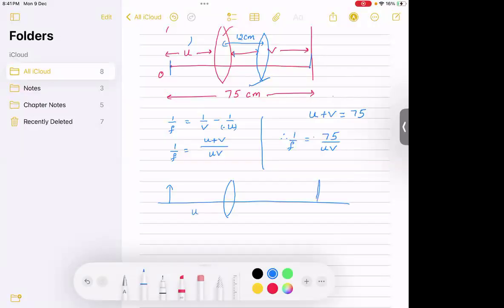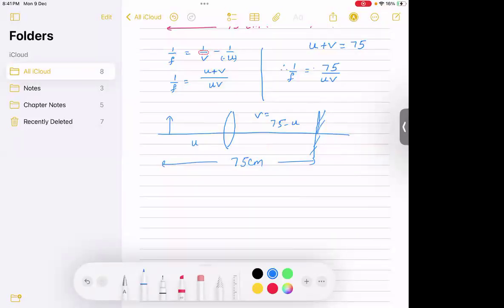Somewhere here the image is going to be formed. They are telling that the object and the screen are at 75 centimeter. So from the lens to this, I can take 75 minus U as image distance. Now, what is the focal length they have given of the lens? 12 centimeter. So what's the lens formula? 1 by F equals 1 by V minus 1 by U. Focal length is 12. Image distance is 75 minus U. Object distance is U.